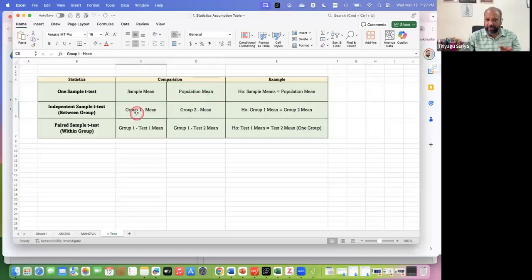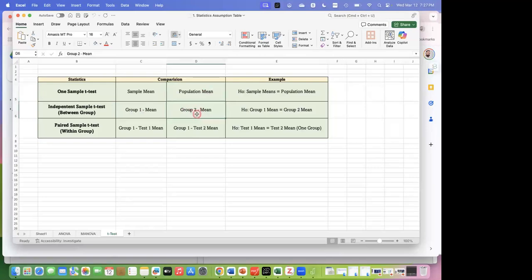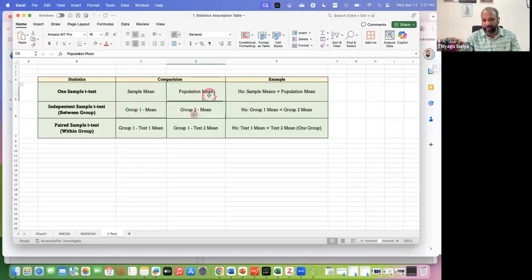Right. Independent sample t-test: group 1 mean and group 2 mean, a two-group mean comparison. Again, the paired sample t-test: group 1, test 1 mean and group 1, test 2 mean. So hope you are getting this clarity, right? Kindly react if you understand this. I'm giving this example also.